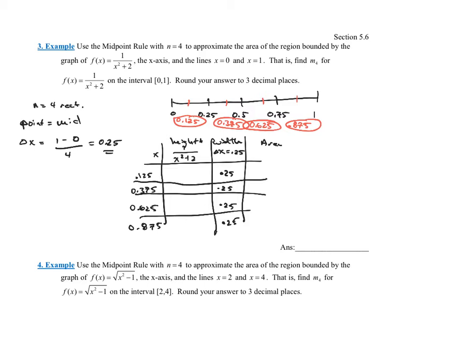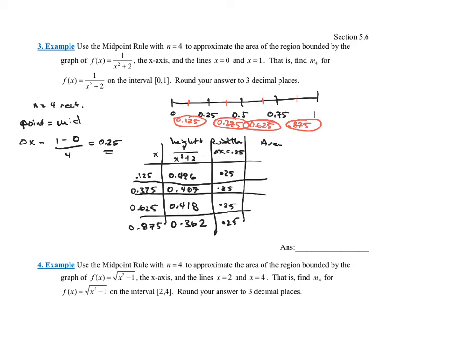Again, I said we're going to round to 3 decimals in each one of these, so I'm getting 0.496. The next one I'm getting 0.467. The next one I'm getting 0.418. And the last one, when I plug in 0.875, I'm getting 0.362 if I round to 3 decimal places.